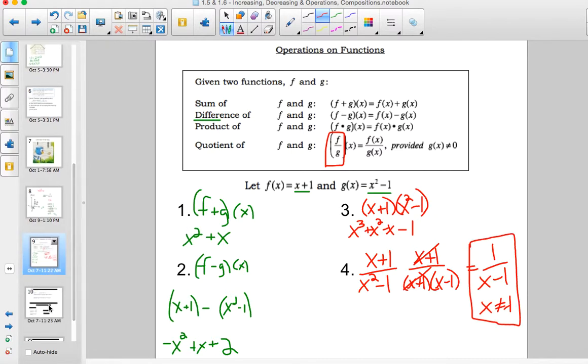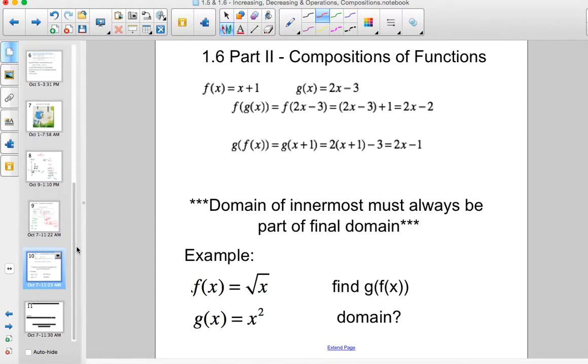All right, so those are operations. And then the back side of that worksheet that I just showed, which I'm not sure you have or not, are just compositions, which again we've done before. So we have f of g of x, meaning you're plugging in the entire g of x for that x. So you get 2x minus 3 plus 1, and then you'd simplify it to 2x minus 2.